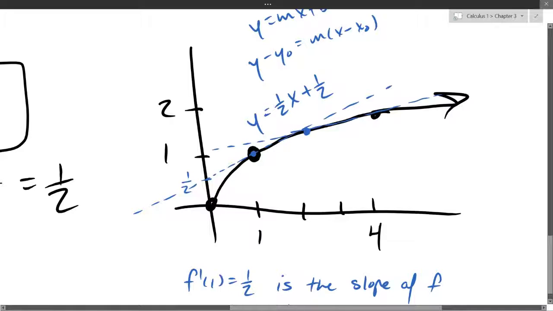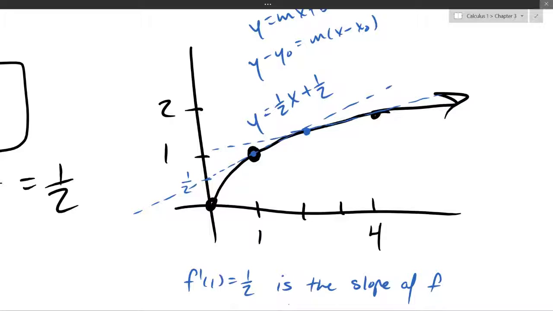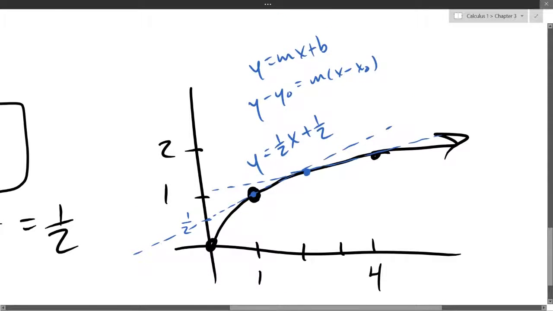Let me erase all that. That looks kind of ugly. I just want to have one tangent line on the graph. Okay.